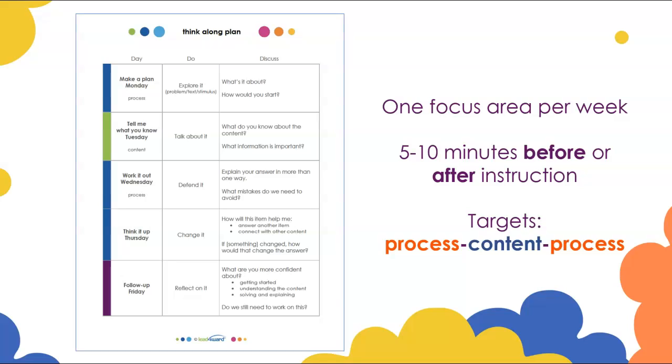Every Monday we're doing the same thing. Every Tuesday we're doing the same thing, etc., etc. The only thing that will change is the stimulus and the question we are using. We are going to spend 5 to 10 minutes on this focus area every day. It can take the place of your bell ringer, or it can be done after instruction.